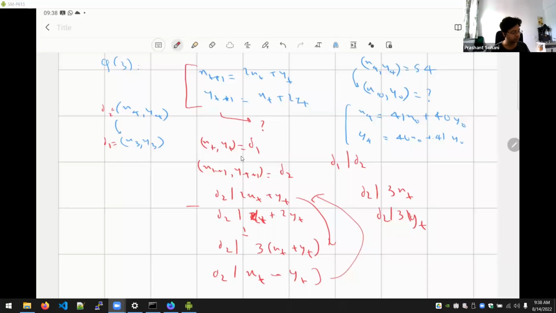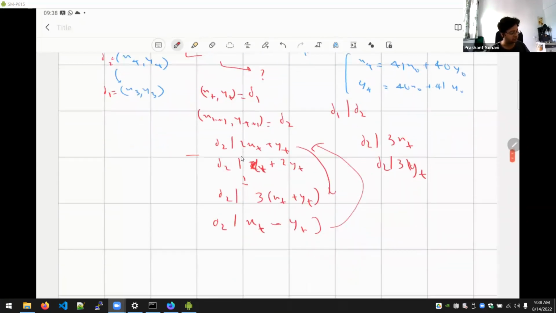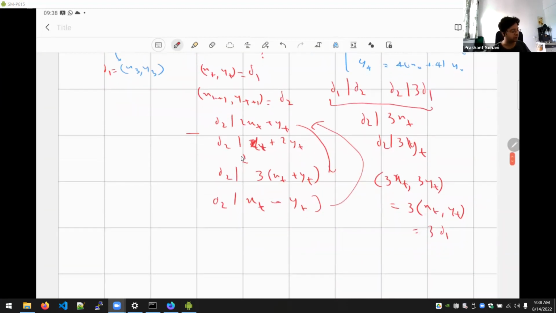And what can I say about 3xt and 3yt? Their GCD is going to be thrice the GCD of xt and yt, right? So GCD of 3xt and 3yt will be 3 times the GCD of xt and yt, which is thrice D1. So basically what you have is D1 divides D2 and D2 divides thrice D1. So this constrains D2 to lie in the range D1 and 3D1, right? So there are only two possible values for D2.